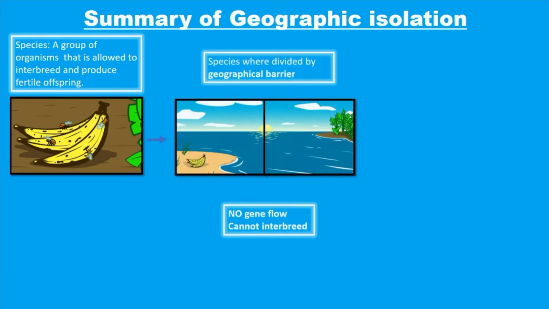So what happens in geographic isolation is that this specific species was separated by a geological barrier. In this case, it could have been a river, an ocean, or even a mountain.